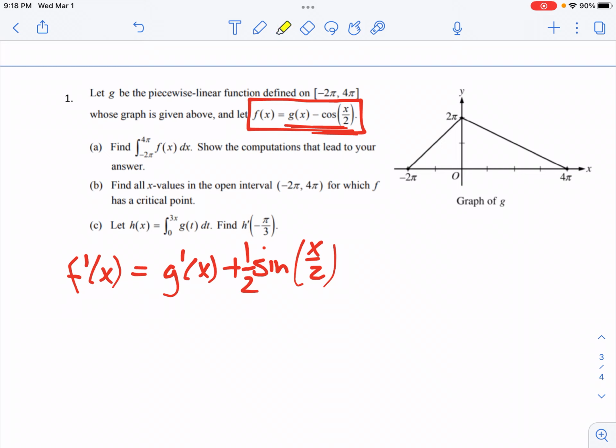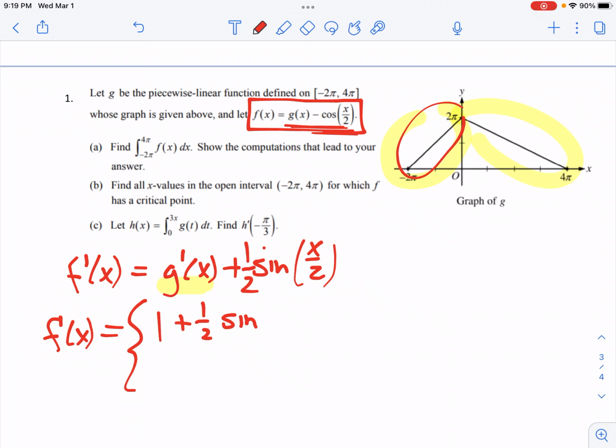When we want to find the derivative of g, it is not a constant function. It changes. In fact, it's got 2 linear components, so we have to define it piecewise. So that means f prime of x could be one of 2 things. G prime of x could be this first domain from negative 2 pi to 0, and the slope of that is just 1. So that's 1 plus 1/2 sine x over 2, and that is from negative 2 pi to 0.